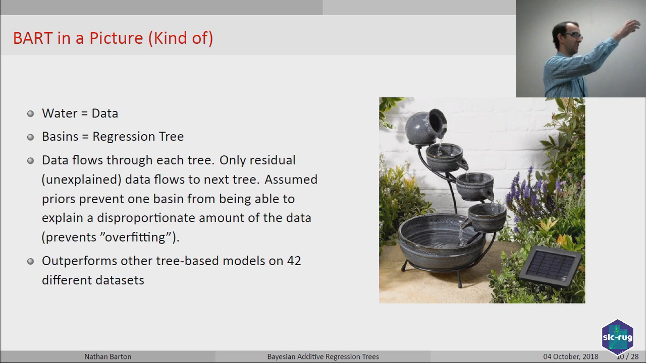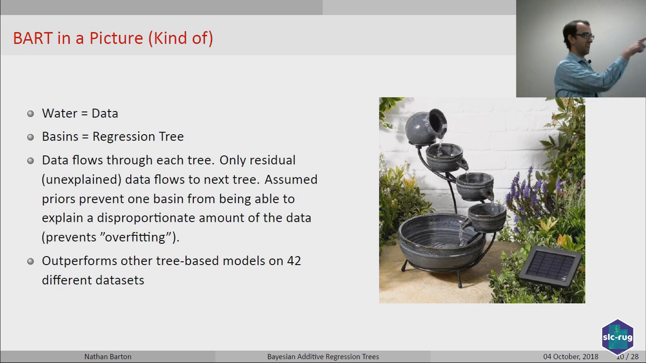So as the data flows from one basin to the next, some of the water is captured, or some of the data is explained by that basin. And then the rest of it, the residual, flows to the next one, on and down. You finish your tree. And the rest is just that error term in the final basin.